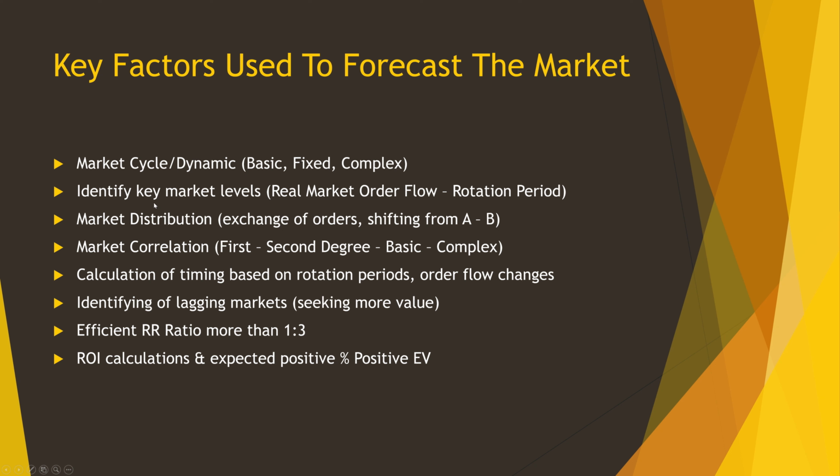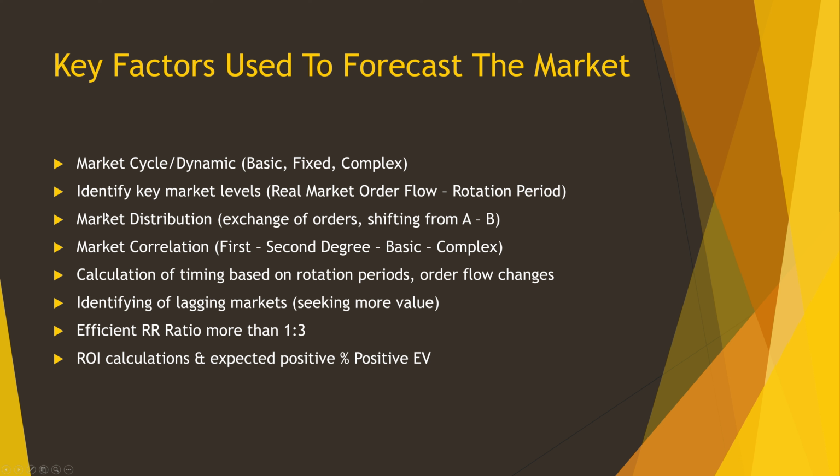We identify, of course, key market levels using real market order flow data. And obviously we are using the rotation period of the market. For most of you, I'm sure this sounds unfamiliar because, as you know, 90% of traders overall are unsuccessful, and this is for a reason: they don't really see the market the way we do, and we get into the details, right?